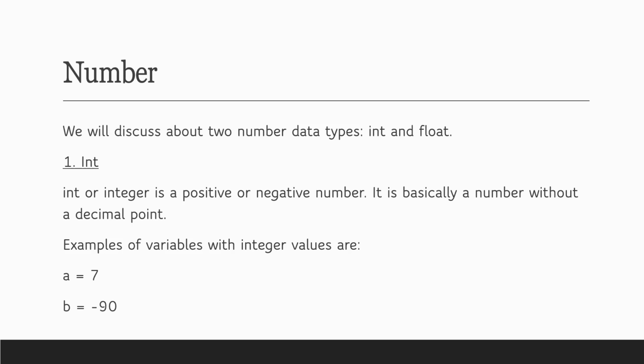Numbers. Let's start with one of the most common number data types in Python, the integer or int for short. An integer is a number without a decimal point. It can be positive or negative, but it can never have fractions or decimals. For example, if we write a = 7, b = -90, here a stores the positive integer 7 and b stores the negative integer -90. Both of these are of the int data type.